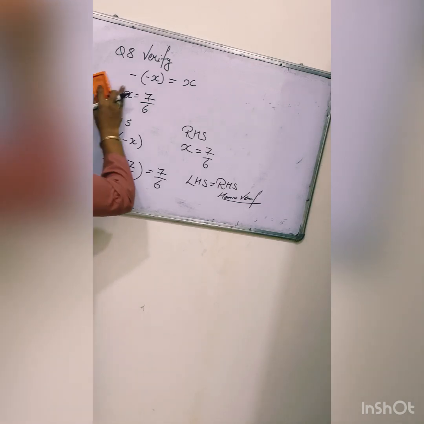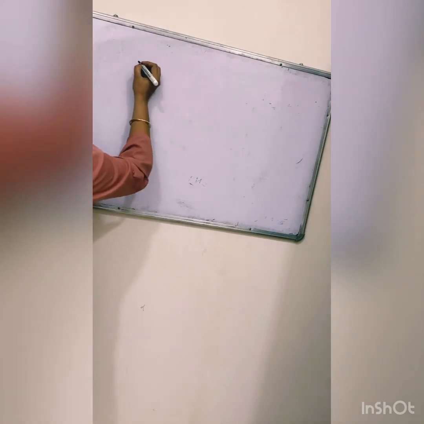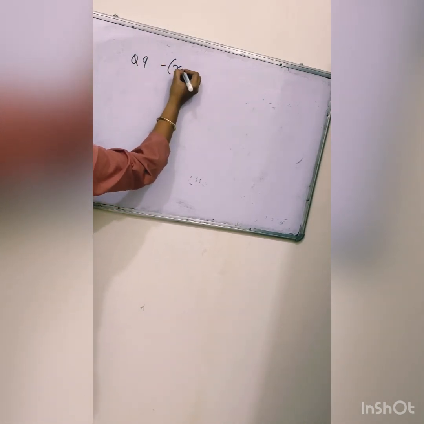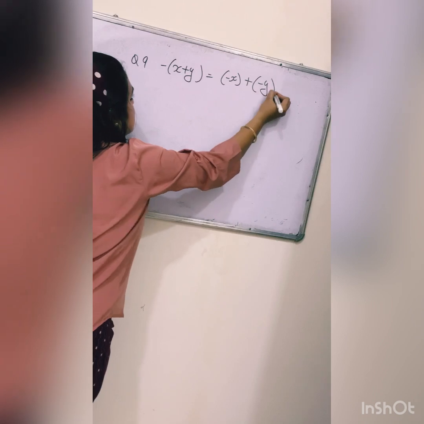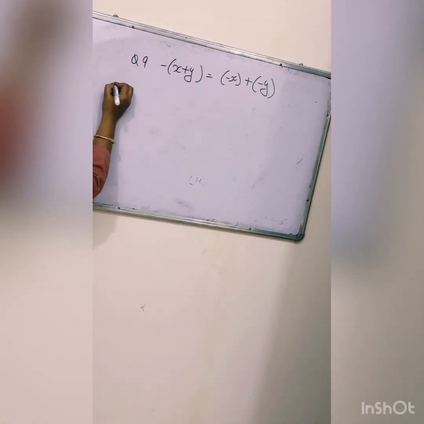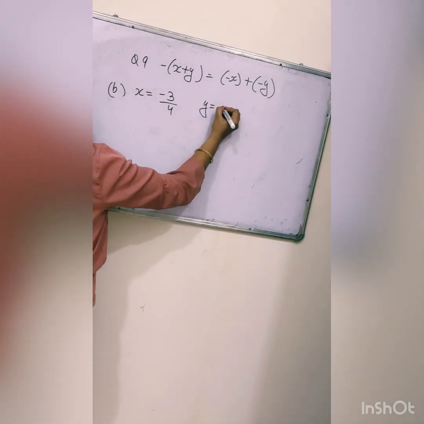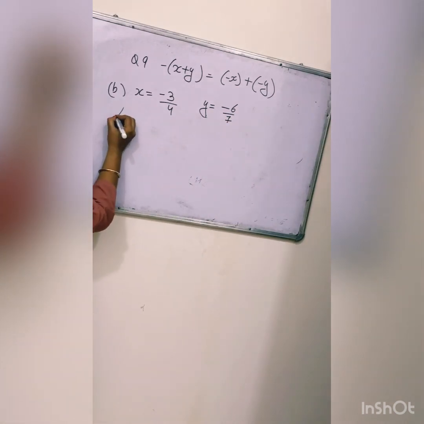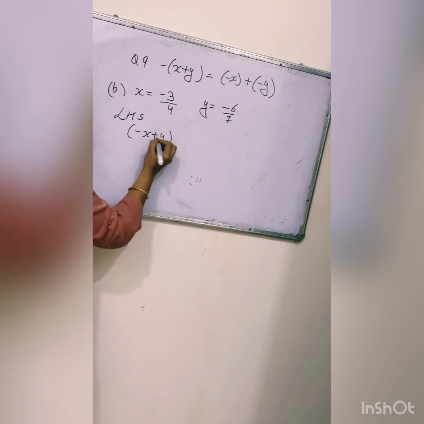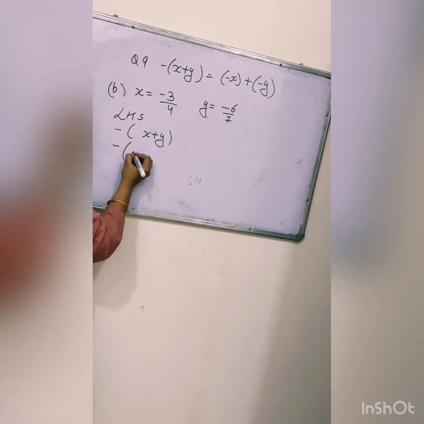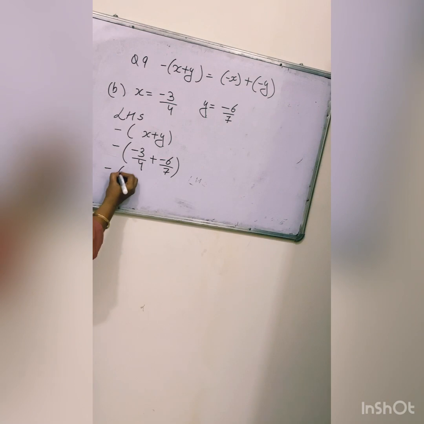Similarly, we have question number 9. Again, that is of verification. Question number 9 is verify minus of x plus y is equal to minus x plus minus y. We'll do the B part. x is equal to minus 3 by 4, y is equal to minus 6 by 7. Again, we'll take the left hand side, LHS, that is minus of x plus y. So we'll put the values here.